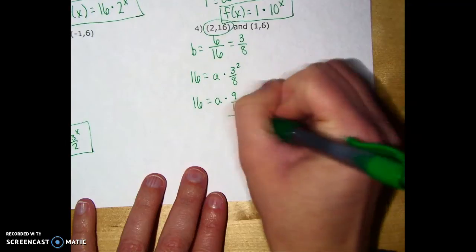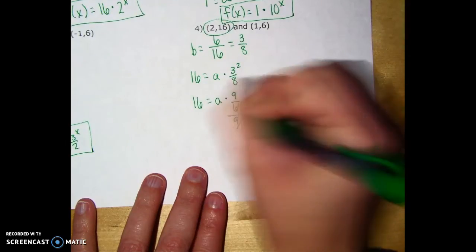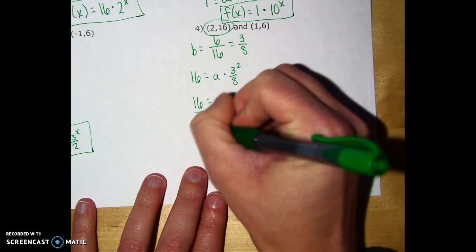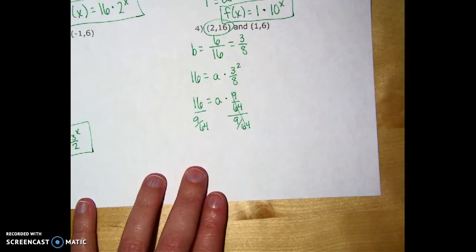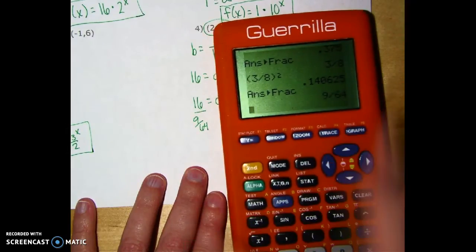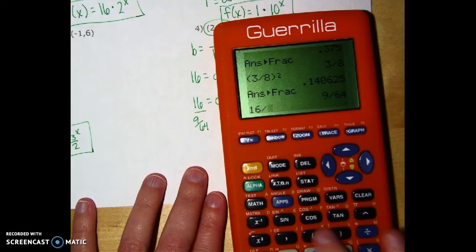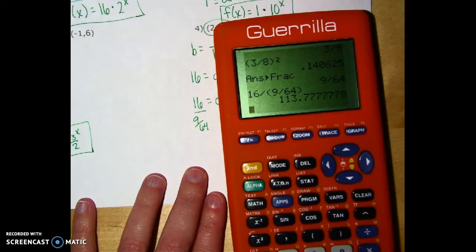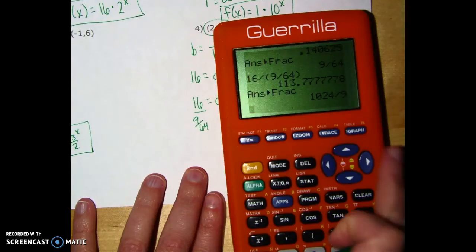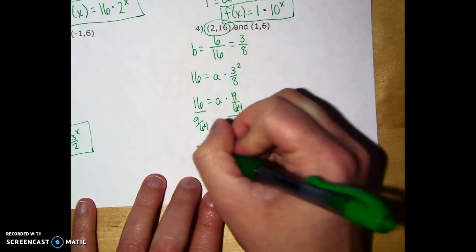Okay, divide both sides by 9/64. And for this, when you do it on the calculator, 16 divided by, and then inside parentheses, 9 divided by 64. Okay, hit math, enter, enter. That's 1,024/9.